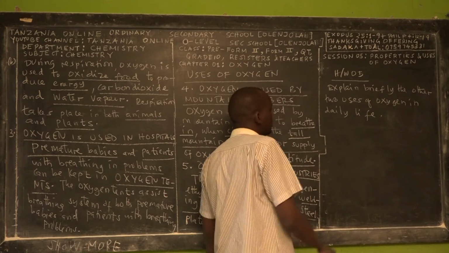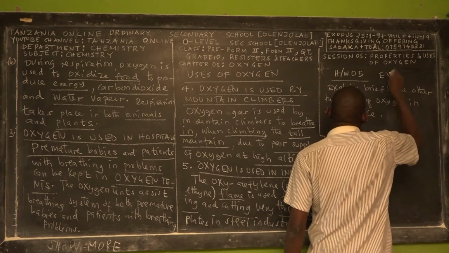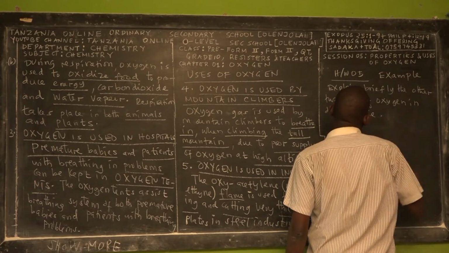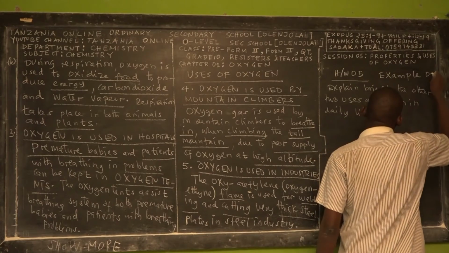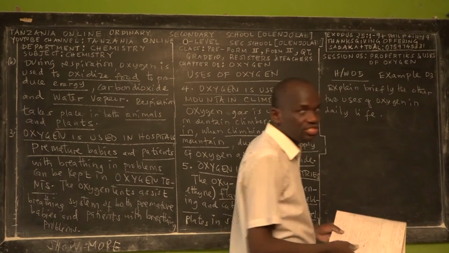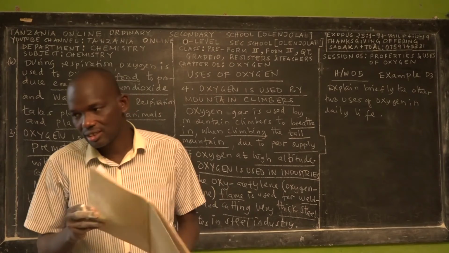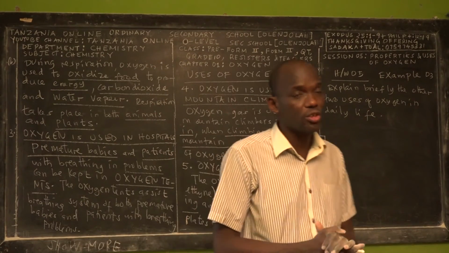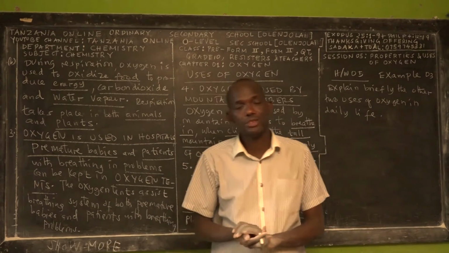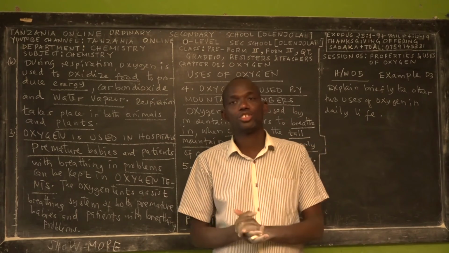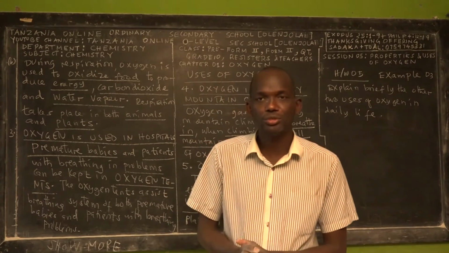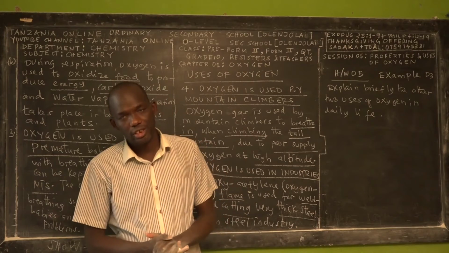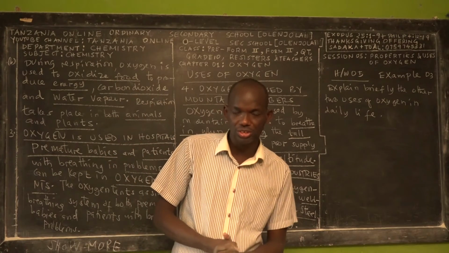So that's the question that you have to answer. This is example 3. Ladies and gentlemen, according to the syllabus of chemistry for ordinary secondary education, Form 1 to Form 4, especially in the sections of chemistry for Form 2, this is the end of the first topic that's called oxygen.